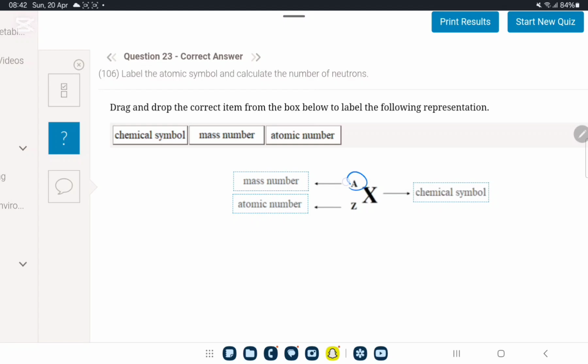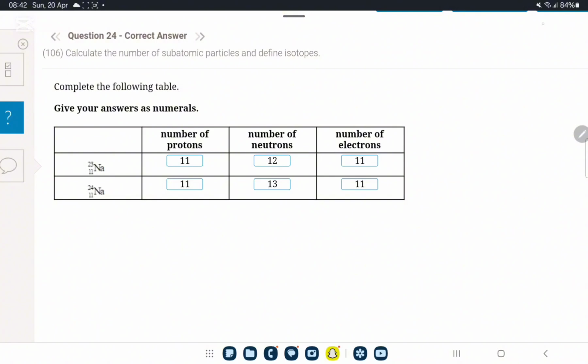And then again, A is mass number, Z is atomic number, X is the chemical symbol. Here again they're asking for number of protons, electrons, and neutrons. Number of protons, number down, is 11. Number of neutrons, 23 minus 11 is 12 neutrons. This one has no charge, so number of electrons is the same as protons, so 11. And then this is an isotope of also sodium, no charge, so it's 11. So number of protons and electrons 11, and then 24 minus 11 is 13 neutrons.